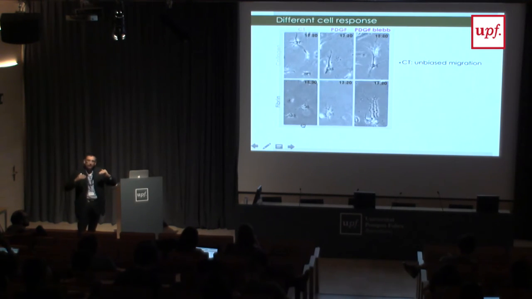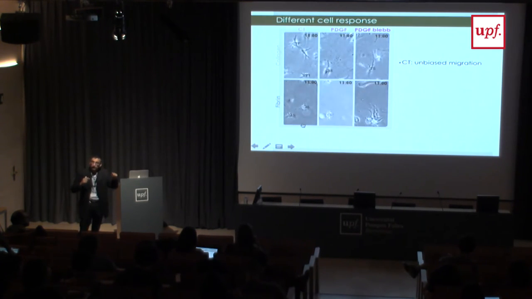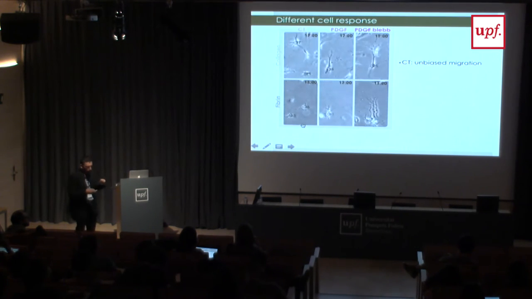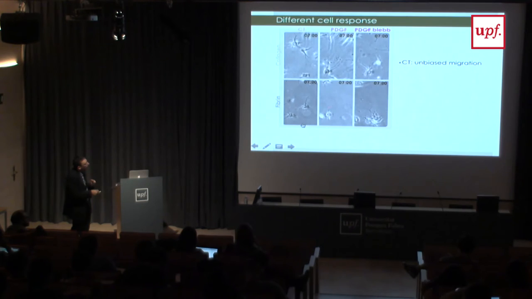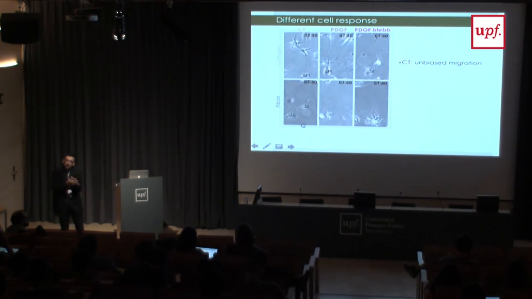So it is clear that the factor is regulating the movement toward the site of the wound, for example. But what happened with the matrix? If we observe here, the fibroblast is not able to move. The protrusions are longer than in this case. However, the cell is confined and is not able to progress.